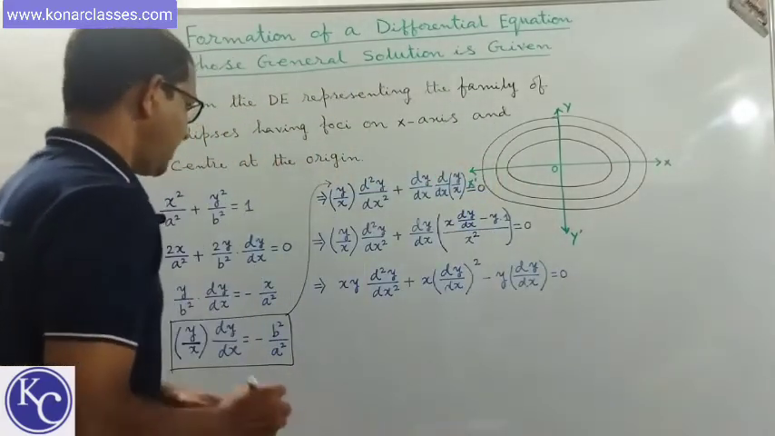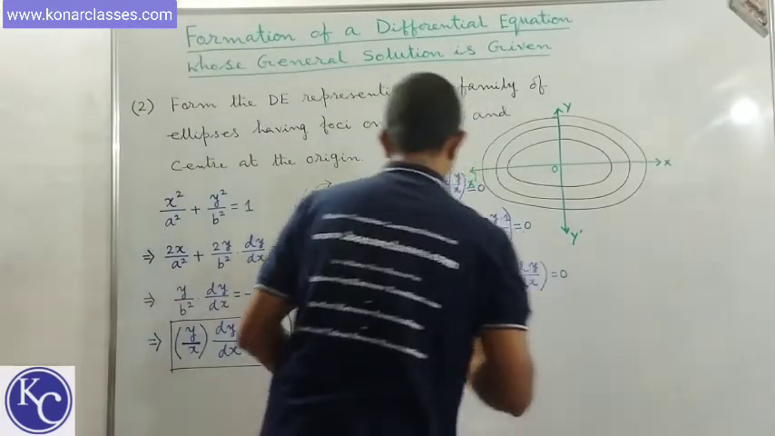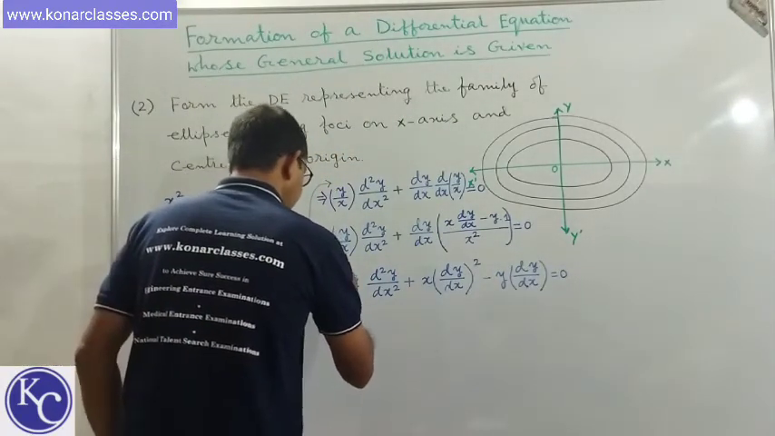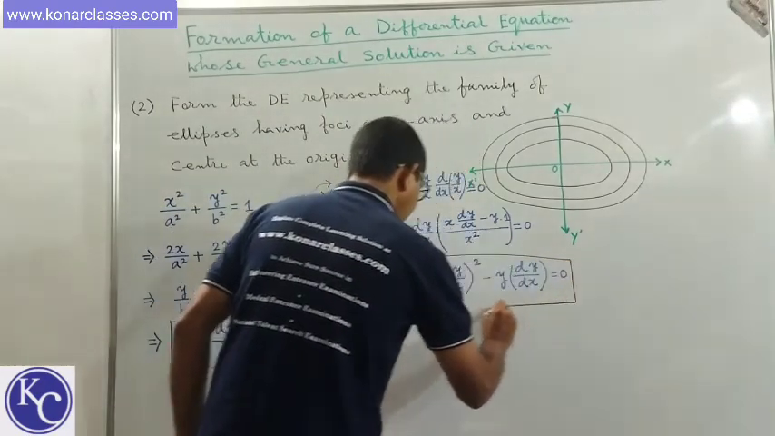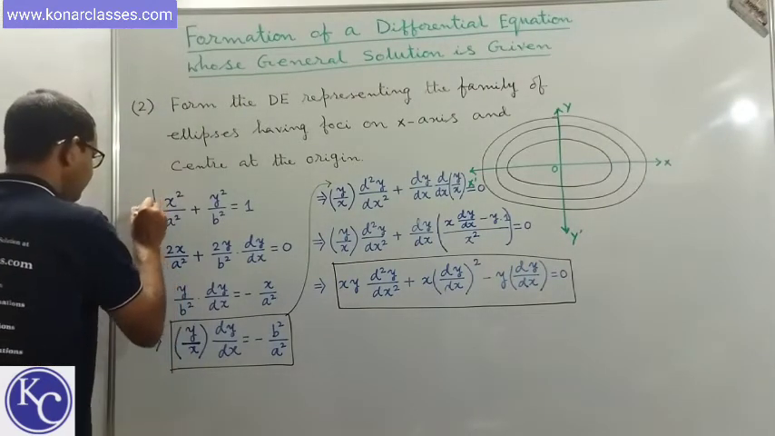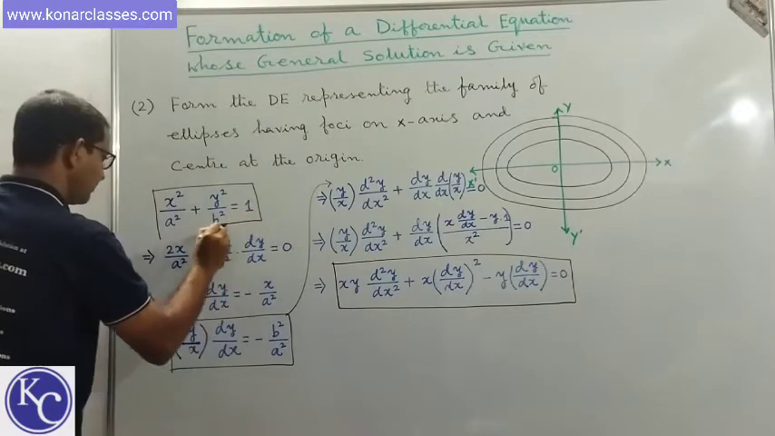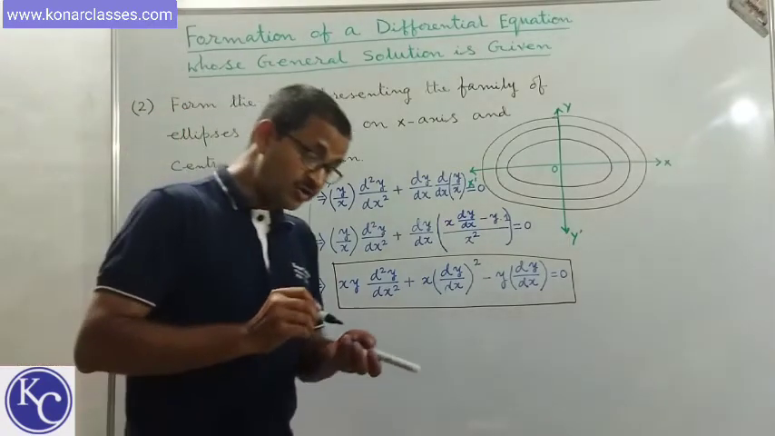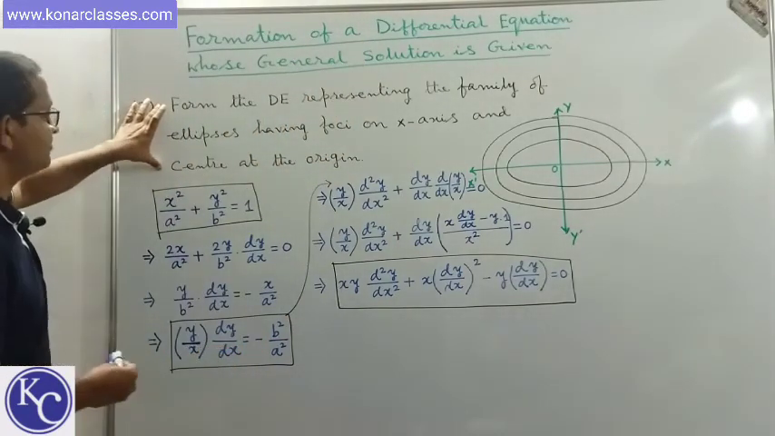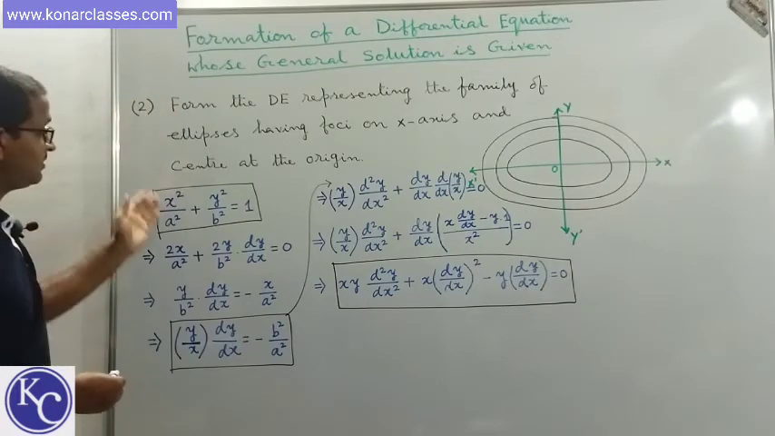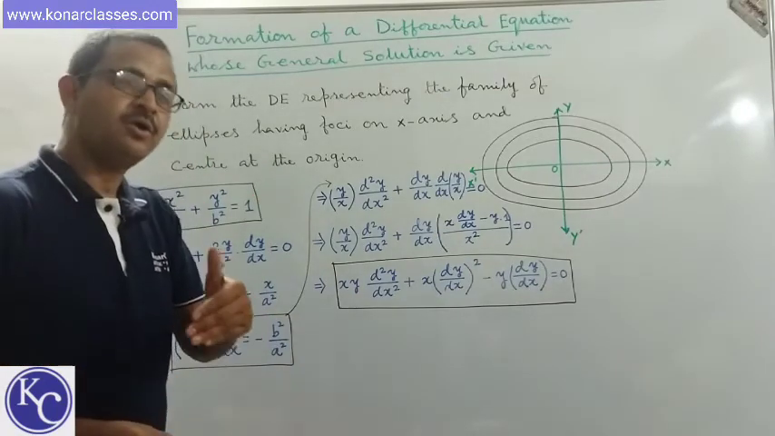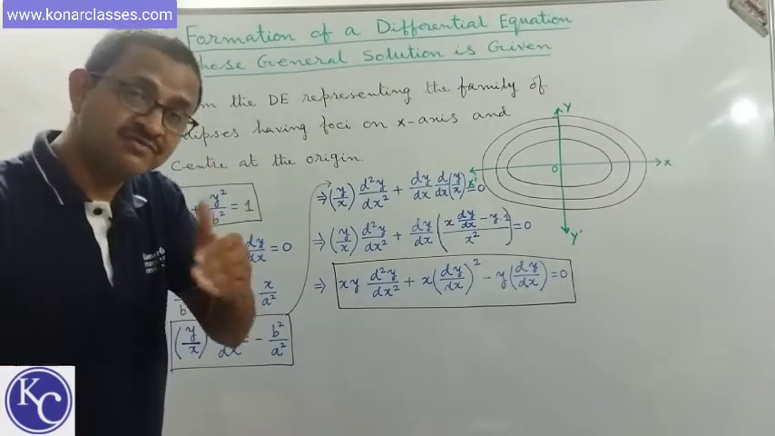Correct? So, as you see, this represents the differential equation. This one, xy into d2y/dx2 plus x into (dy/dx) whole square minus y into dy/dx, represents the differential equation for this family of curves x square by a square plus y square by b square equal to 1. So, dear students, by looking into the problem statement, this type of question comes in the examination. First you need to form that equation, which is the family of curves, or which is the general solution of the corresponding differential equation.